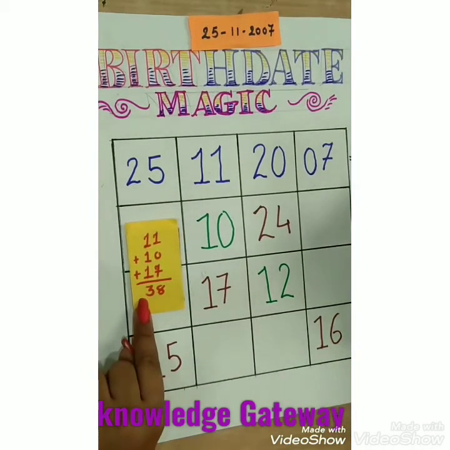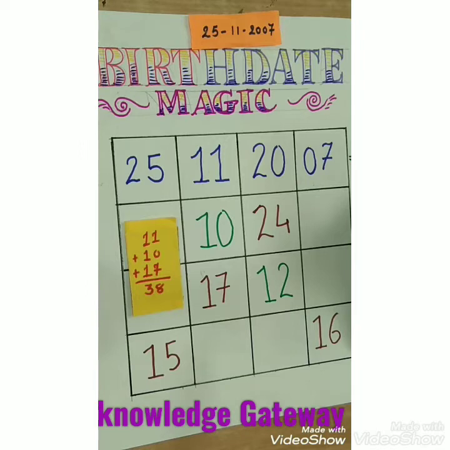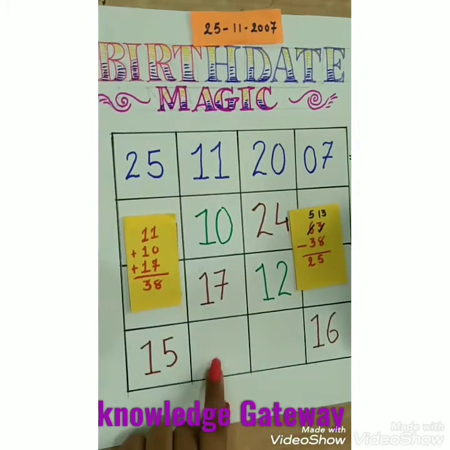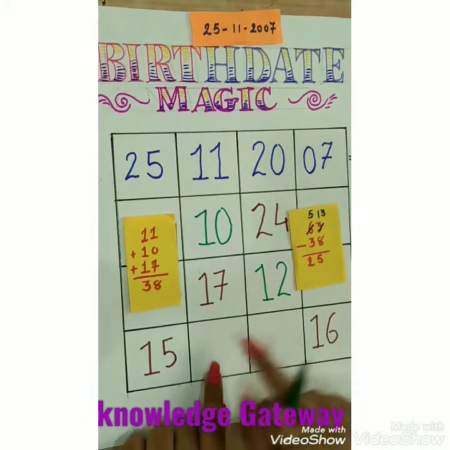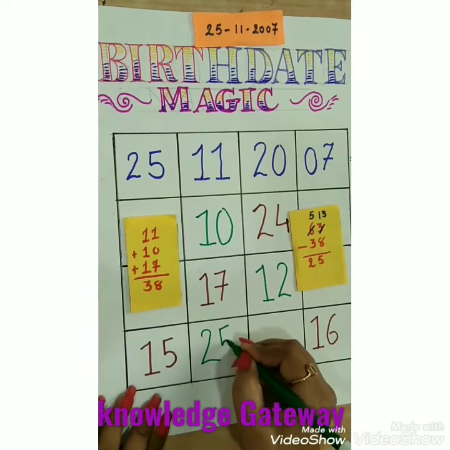Yes. Now I have the total, means the total addition of the first row, that was 63. So what I will do, subtract 38 from 63. So I will get 25. This number I have to put here. See, you can see here 25.